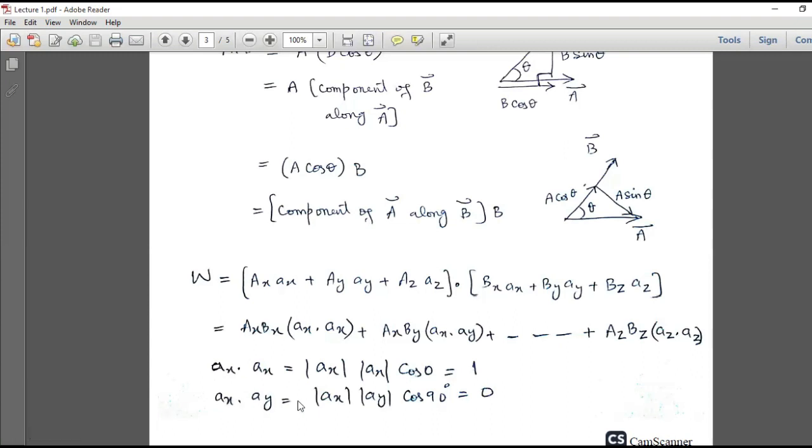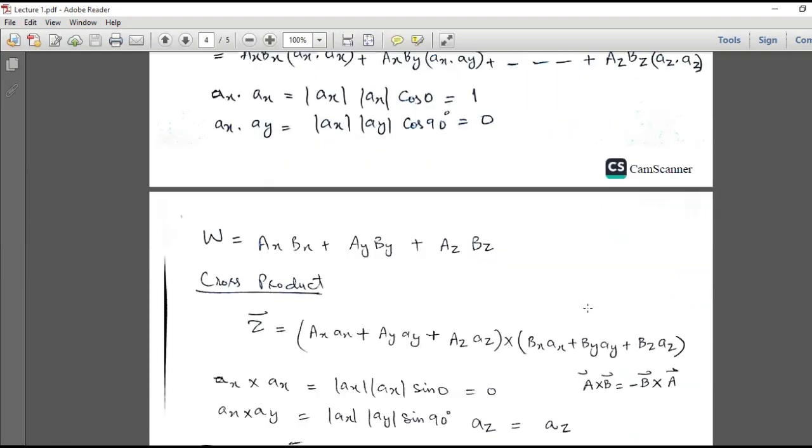Similarly, ax dot ay will be equal to ax ay cos 90 degrees, and the result will be equal to 0. So while putting these substitutions in this product expression, we will finally get the answer as AxBx plus AyBy plus AzBz, as is written over here. So this is simply how we can perform the dot product.